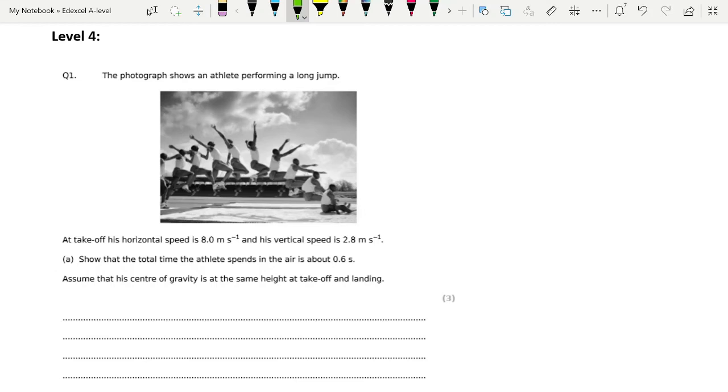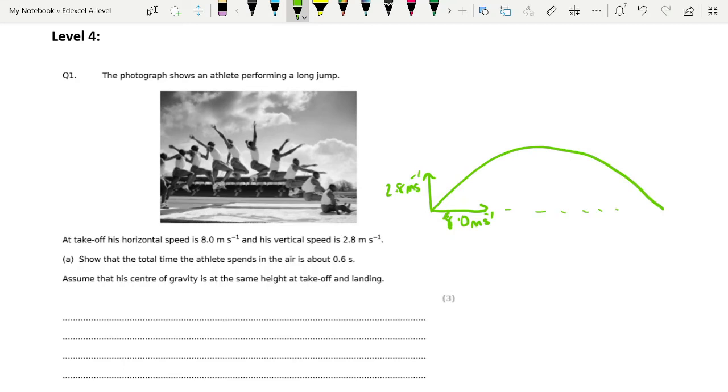We've always assumed that before, and that sort of gives us a clue that maybe they're about to complicate things later on. But again, we have a picture here that is of very little use to us. So what we're going to do is draw ourselves a little diagram. There's our horizontal speed and there's our vertical speed. And our athlete is going to go like this.